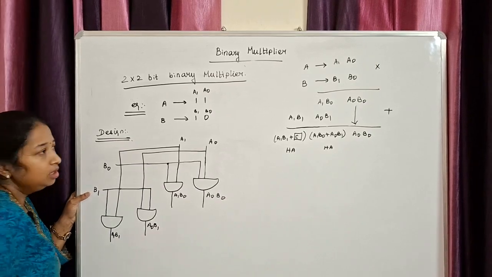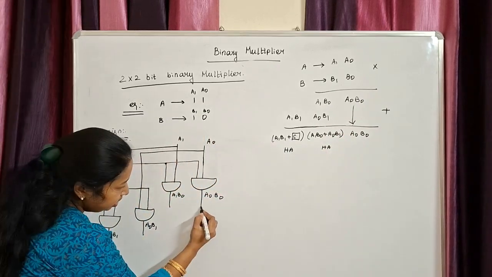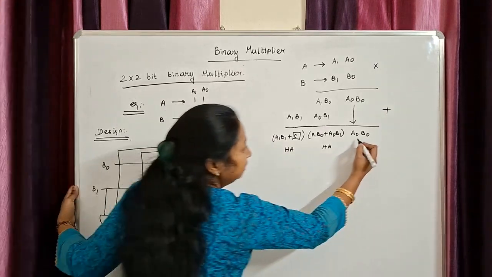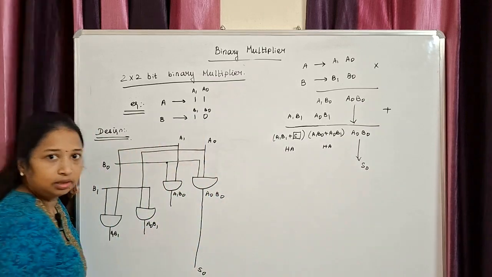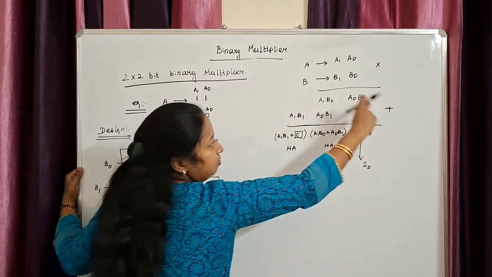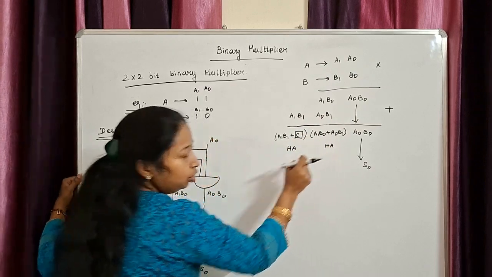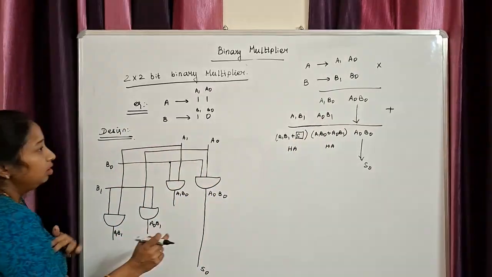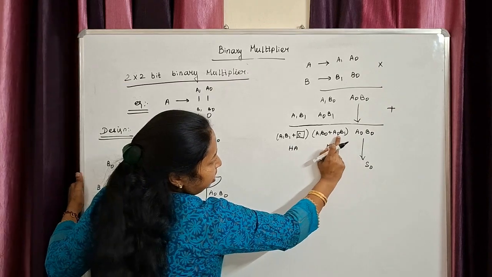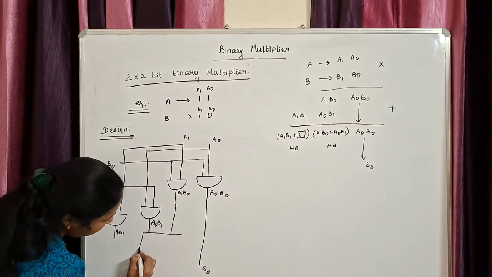A1, B1. Clear? Now, this A0, B0, I am directly taking it to my output. Let this term be S0. Clear? Fine? Now, A1, B0 and A0, B1. These two terms I have to add. So, what does it mean? I am going to feed these two terms as inputs to the half adder. That is what it means, right? Now, A1, B0 is here, and with A1, B0, A0, B1. These two terms, I have to feed as inputs to my half adder.